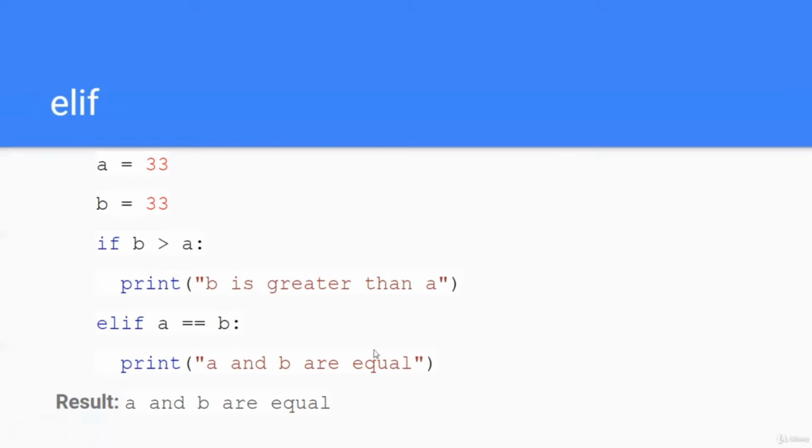The program execution will start from this. If B greater than A is false, so it will not execute this line. Now it will jump to the else if condition. And you can see that in the elif condition, A and B are same. So this condition becomes true. And that's why the result of this will be A and B are equal. This printf statement has been executed.